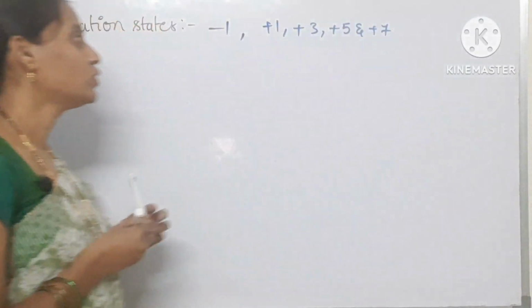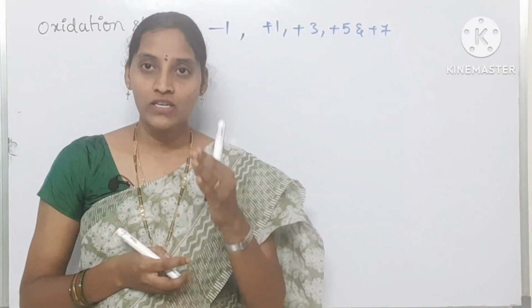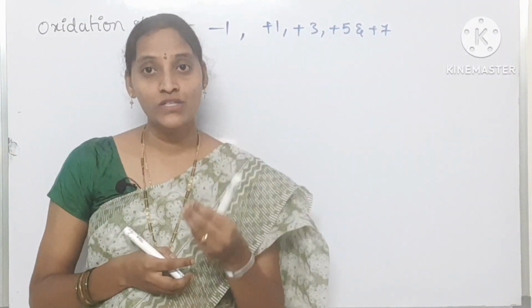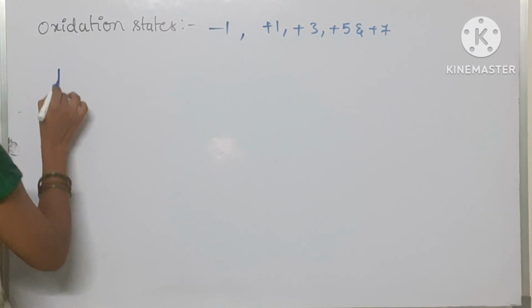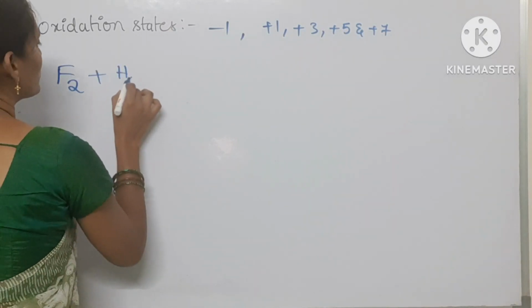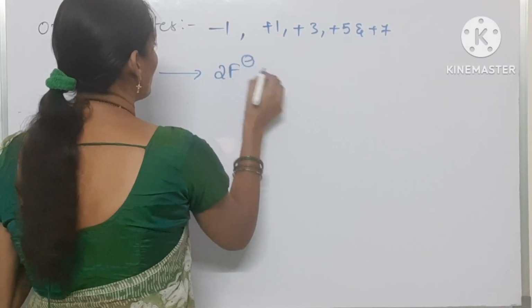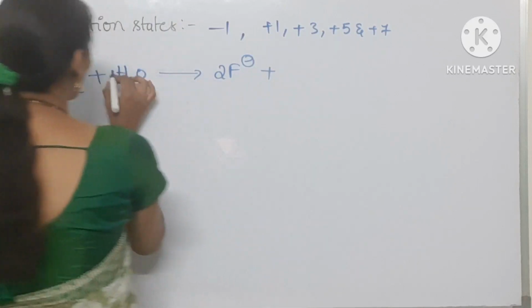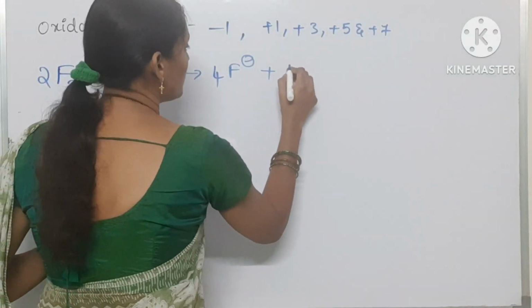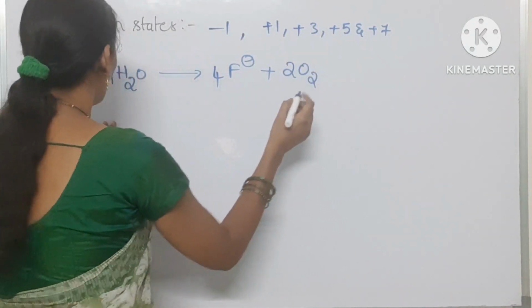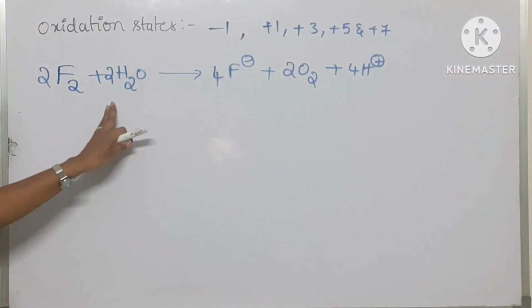Then coming to their oxidizing nature, actually down the group oxidizing nature decreases. Fluorine is the highest oxidizing agent. You can see fluorine reacts with water, then it oxidizes the water. So you can take 2 moles here, so you write 4 moles, then it will be balanced. 2 moles of oxygen and 4 moles of H plus. This is fluorine oxidizes water into oxygen.